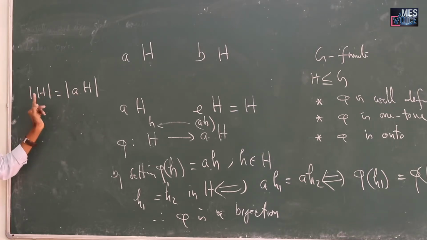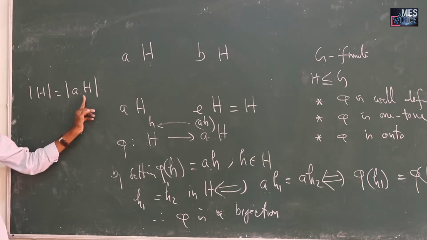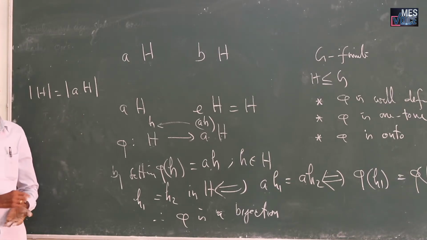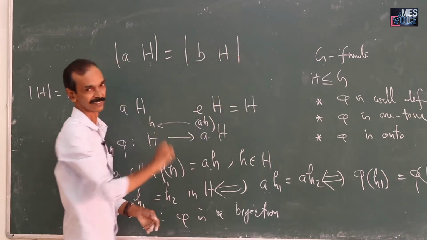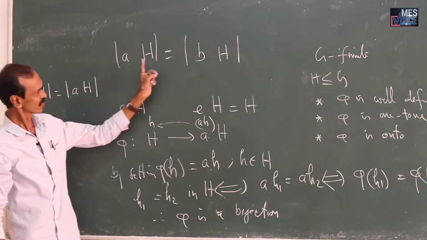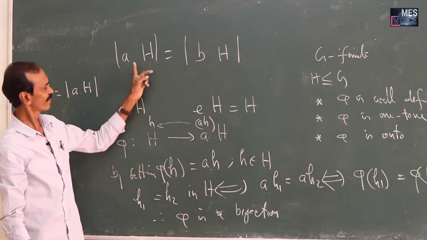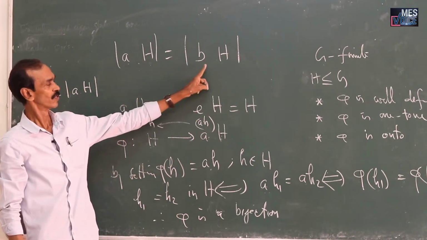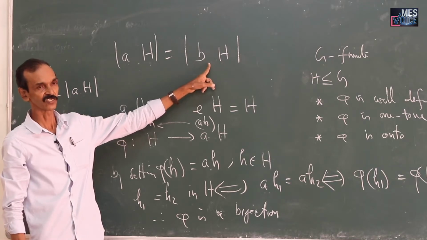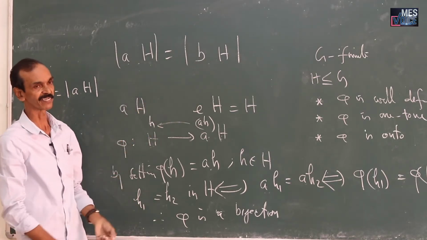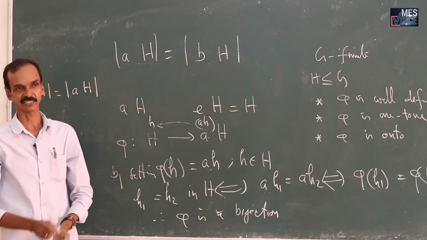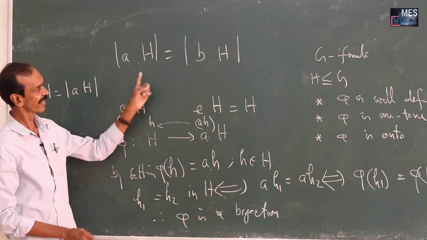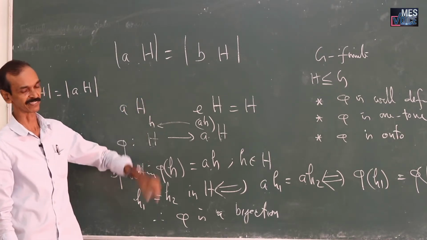I get cardinality of H is equal to cardinality of BH. So, cardinality of AH and cardinality of BH must be equal, which is what I am looking for. So, AH and BH, if there are two left cosets of H in G, what I established at the moment is they contain the same number of elements.